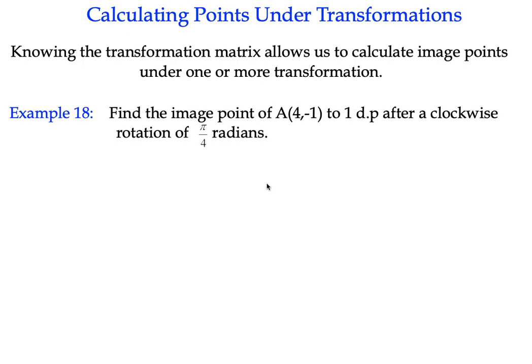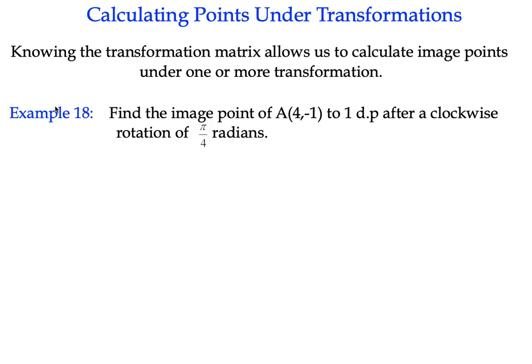Welcome to example 18 in our matrices topic. We've been looking in the previous few examples about how to identify what we call a transformation matrix: what square matrix will represent a reflection or a rotation of a point or points on the Cartesian plane. So we're actually going to put this into practice. We're not just going to identify the transformation matrix, we're then going to multiply it by a point to work out the new image points.